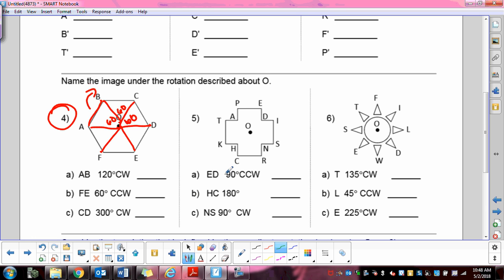So 120 degrees is going to move AB to CD. So this is 2 rotations. So this is going to be now CD. FE, 60 degrees counterclockwise. So counterclockwise means we're going to go the opposite way. We're going to start at FE and we're going to go this way 1 time. 60 degrees is just 1 time. And so this is going to be AF. Okay? And I want you guys to try C. What happens when we work with C?